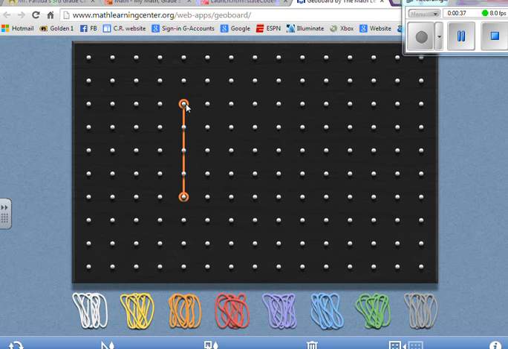So that's one side, two sides, and one more. Three sides. Okay. It says it has to be closed, right?